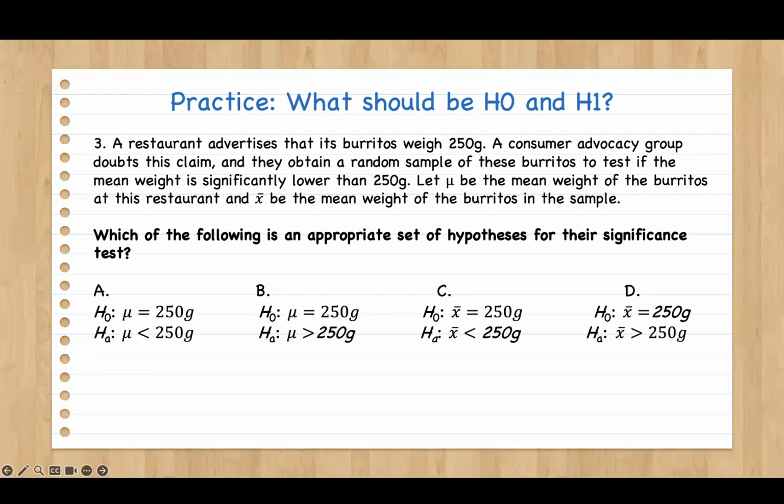First, we write hypotheses in terms of population parameters, not sample statistics. Thus, C and D are not correct answers. They should use mu, not X bar. We should always state hypotheses in terms of population parameters, not X bar. So what's wrong with B? Because they are testing if the mean weight is statistically significantly lower than 250 grams. So the symbol should be less than 250 grams. So the correct answer is A.